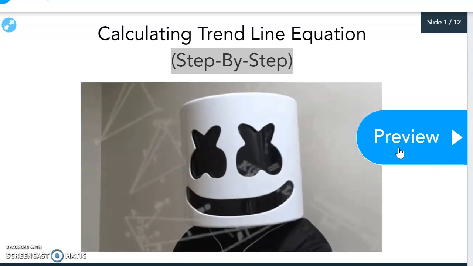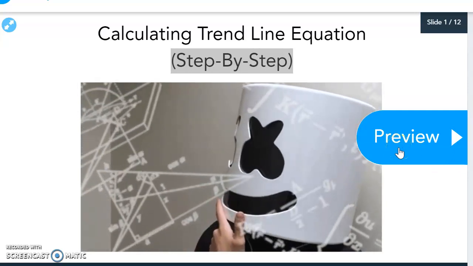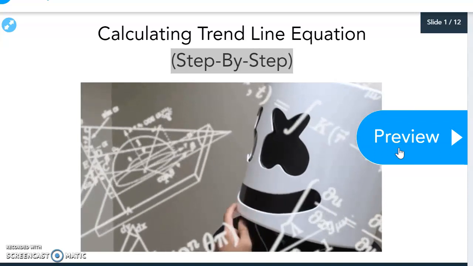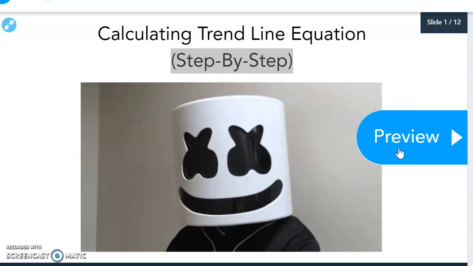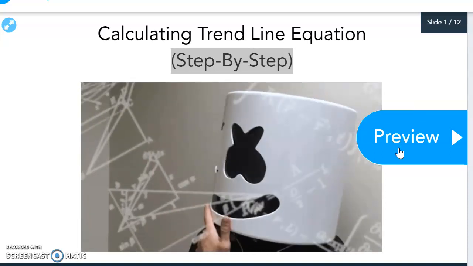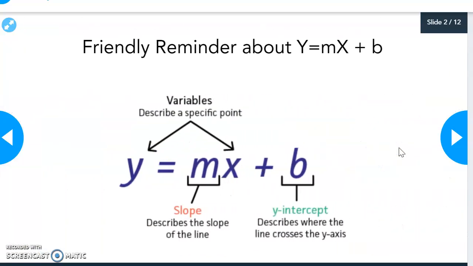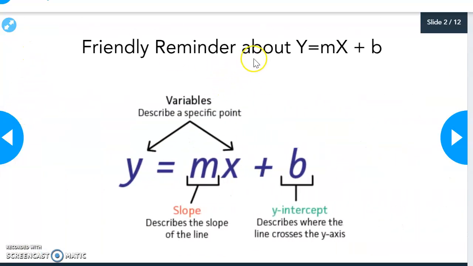It's the same example we worked through earlier, same Nearpod as earlier. I just added some things and changed some things so you could see how to calculate this trendline. Again, remember y equals mx plus b. That's a very important general equation to remember, where m is our slope, x and y are the specific points that we're looking at, and b is our y-intercept.